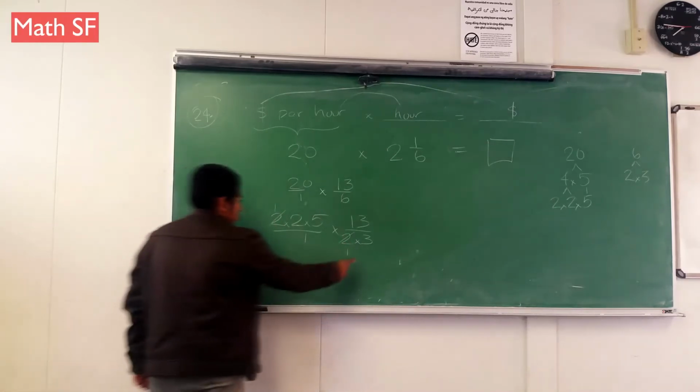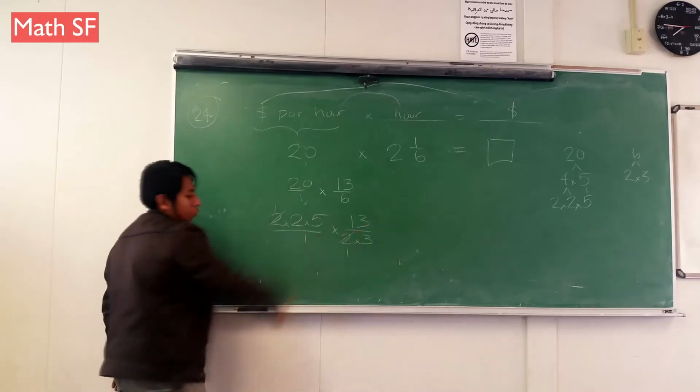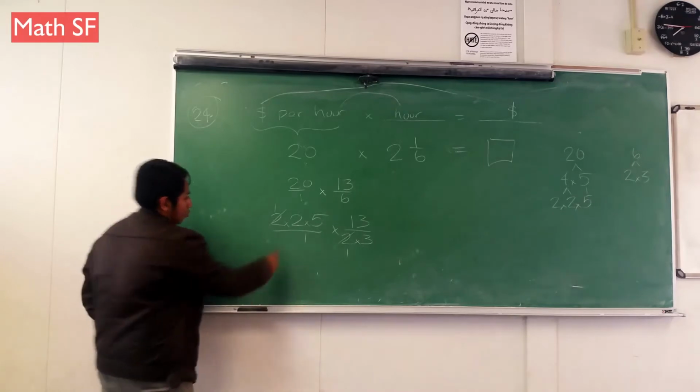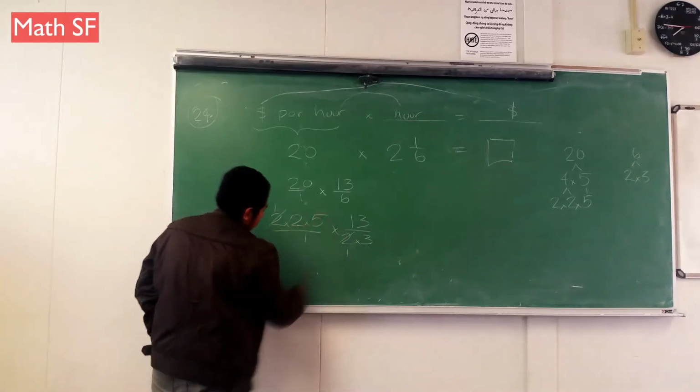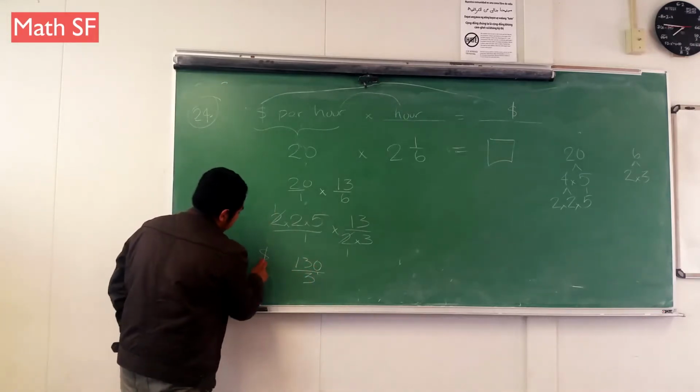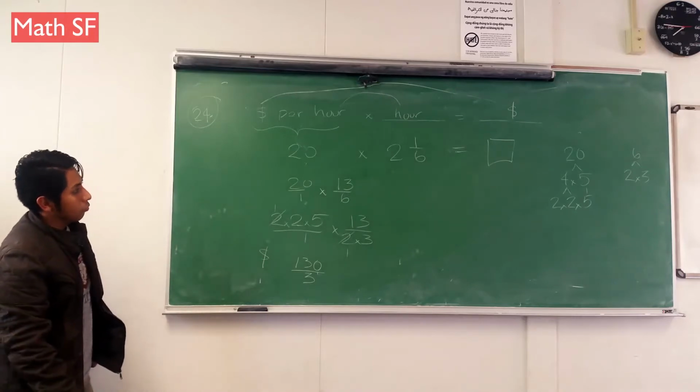Be aware of this. Sometimes we tend to cancel the 3's, but that 3 is part of a 13. It's not a factor. So what we're left with is 2 times 5 is 10. 10 times 13 is 130 over 3. So that's how much money she makes. Now, yes, that's the correct answer.